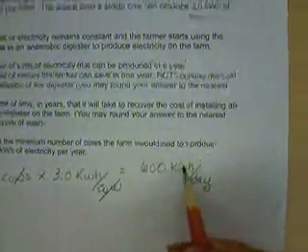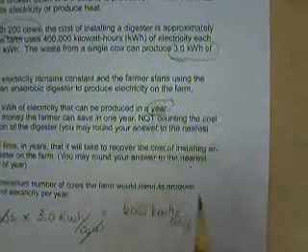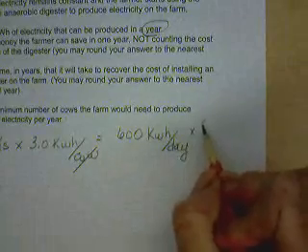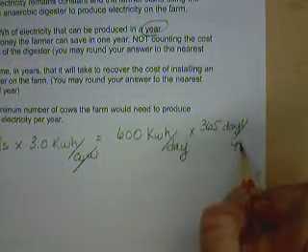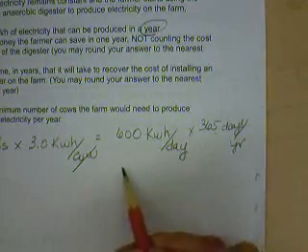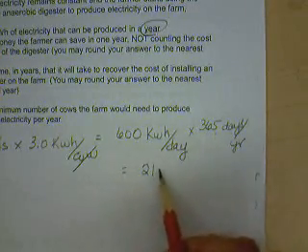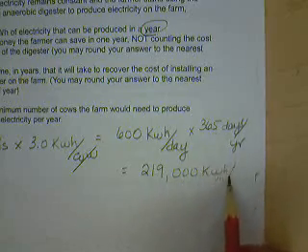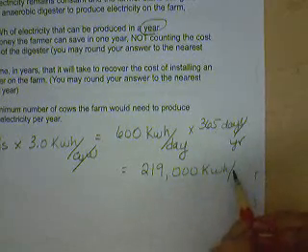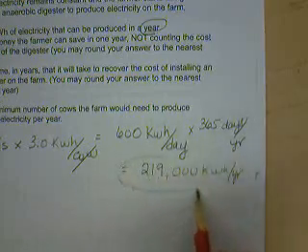But it asks for a year, so be careful when you read a question. So now I have to multiply that by 365 days per year. So 600 times 365 gives you 219,000 kilowatt hours per year. And that's my answer.